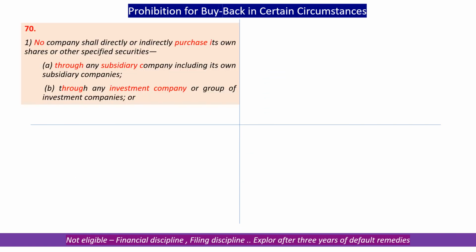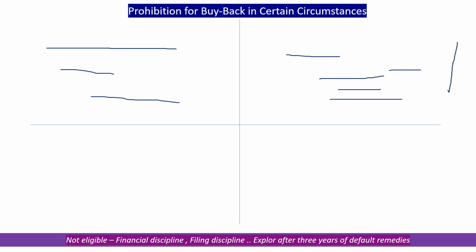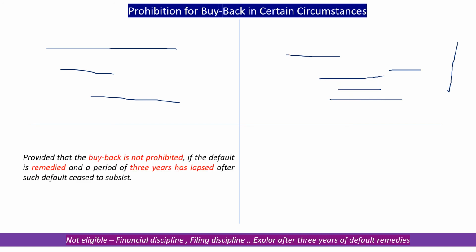Last point is regarding, in certain circumstances, company cannot buy back. A company cannot buy back through its subsidiary, through an investment company. And a company cannot buy back when it is in default of deposit payment or interest, or redemption of debentures or dividend or term loan defaults. But if the default is remedied, it can have buyback after 3 years from the time of default.